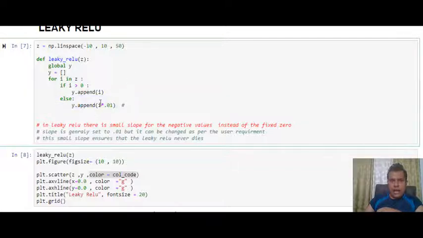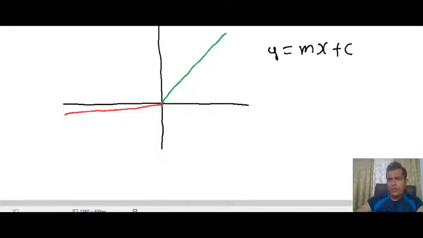So one thing people might be thinking is, what is this 0.01? If a line is passing through the origin, then your intercept would not be there. For a line which is passing through the origin, you would have y is equal to mx. So consider the red line which is passing through the origin. If the line is passing through the origin, then this c would be 0. You will not be having the intercept. And if I say m equal to 0.01, this 0.01 is nothing but your slope.